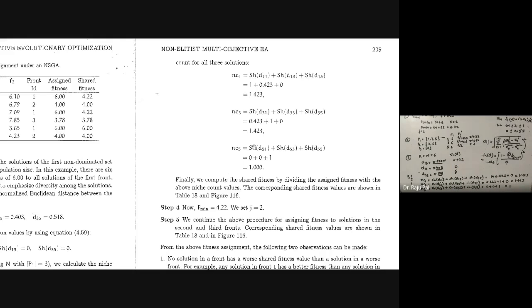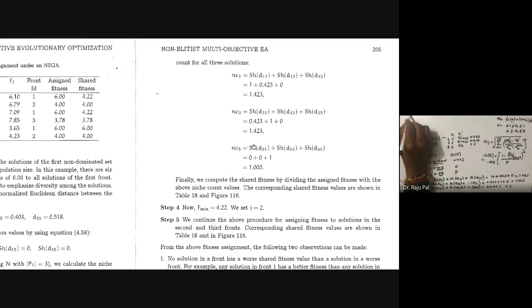Okay, so solution number 1 and 3 is assigned as 4.22. So this is a fitness assignment for the front 1 solutions. Now we need to update the F mean also. So in step 4, let me rewrite the above step 1 and write it here, step 4.